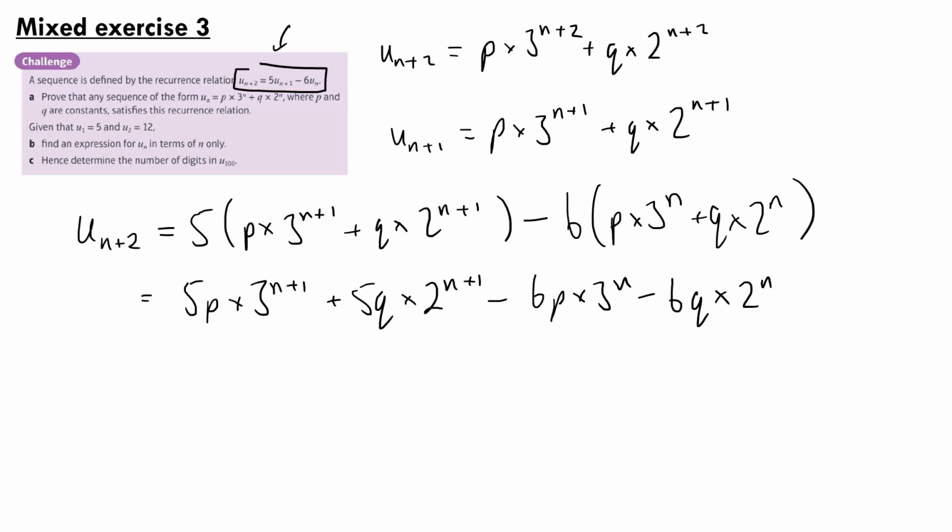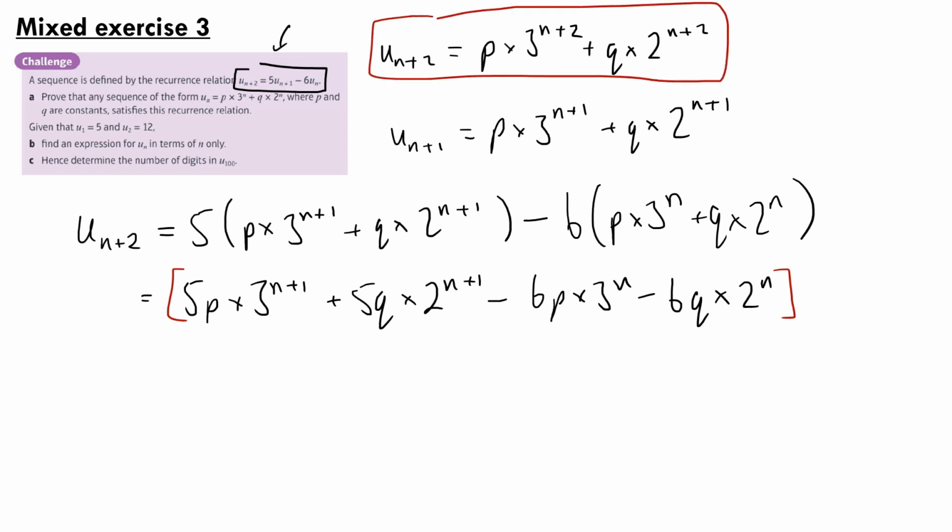Now we want to show that this here is equal to u_{n+2}, which is p lots of 3 to the power of n+2 plus q lots of 2 to the power of n+2. And to do that, we need to change these so they are to the power of n+2. And to do that, we need to adjust the coefficient before them. So if here we want 3 to the power of n+2, then we have to divide by 3 before to make up for the extra power of 3.